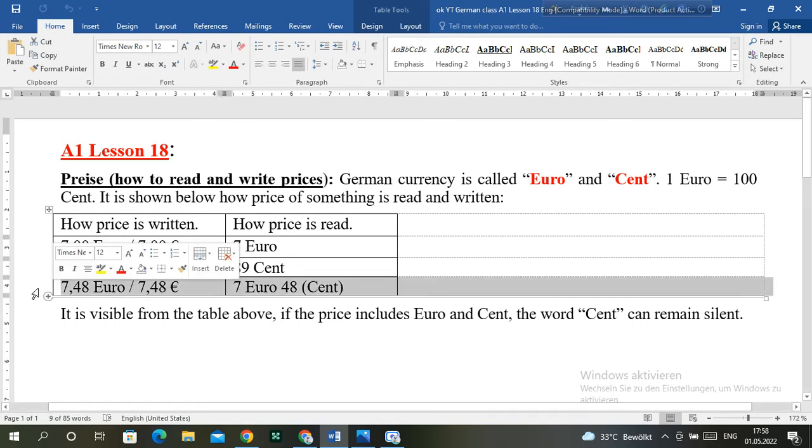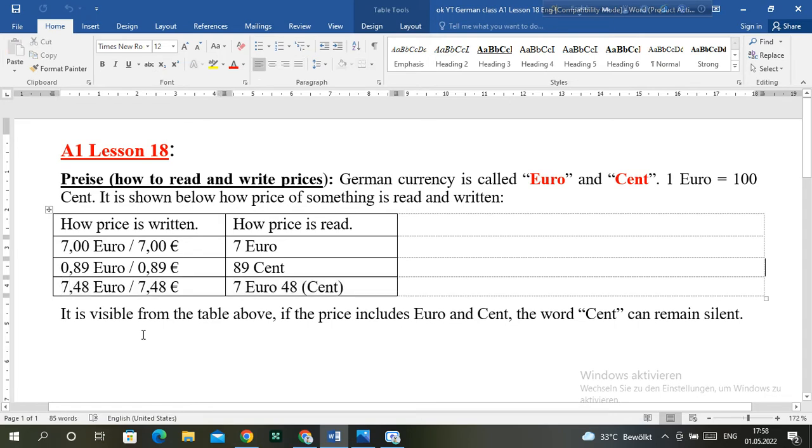Let us take another example, this price. We can see this price includes both euro and cent. 7 euro, 48 cent. You write the price this way. First, you write the number of euros, 7, then a comma. And after that, we write the number of cent, 48. And then we write the word euro, or we can also put the symbol of euro. And when you read it out, first we say the number of euro, 7, and then the word euro, and then the number of cent, 48, and then the word cent. 7 euro 48 cent.